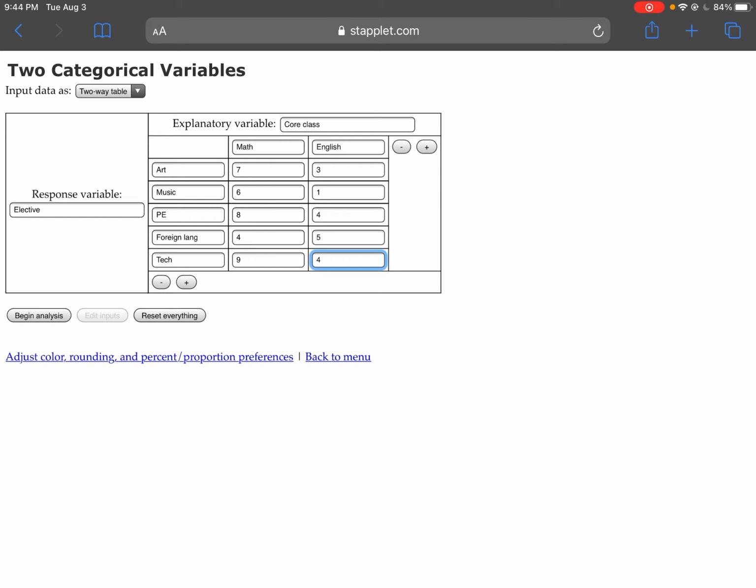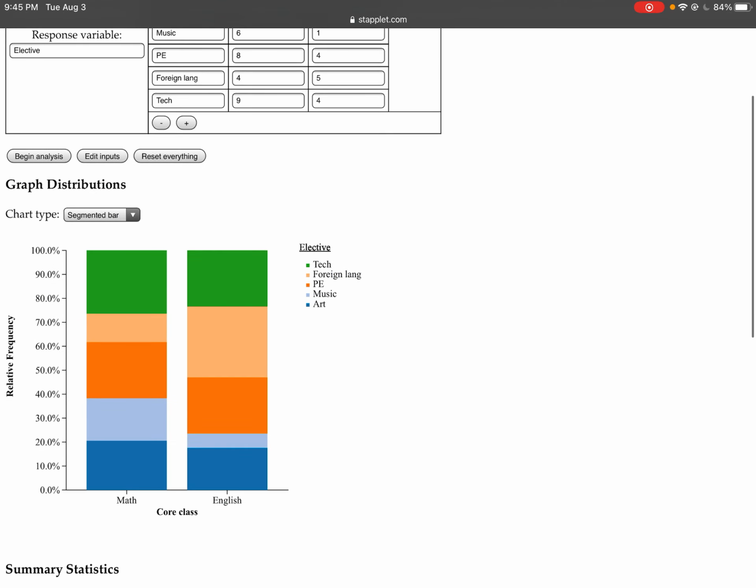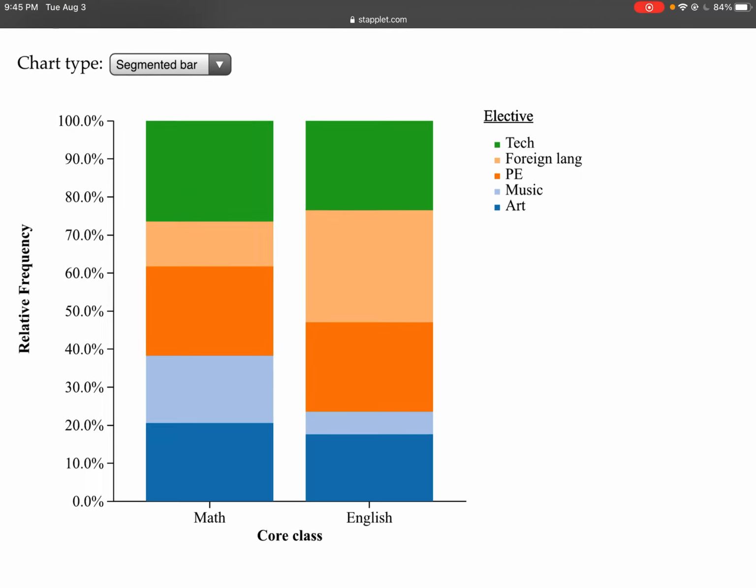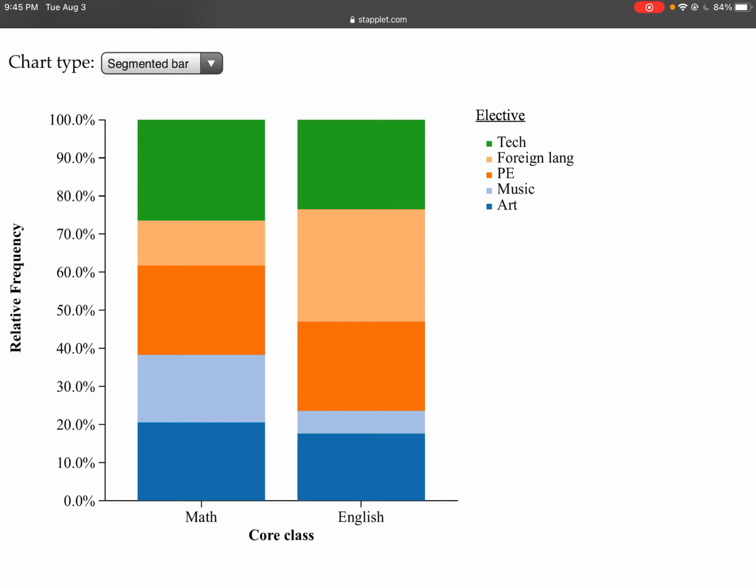Okay. All right, let's click Begin Analysis. The default graph that they give us is the segmented bar graph. So this is kind of like a pie chart. A pie chart is a circle where everything adds up to 100%. A segmented bar graph is just a rectangle where the different colored pieces or segments sum to 100%. There are two rectangles because we had those two subgroups, the students who prefer math versus the students who prefer English. And within each of those subgroups, we have our 5 categories for their elective.